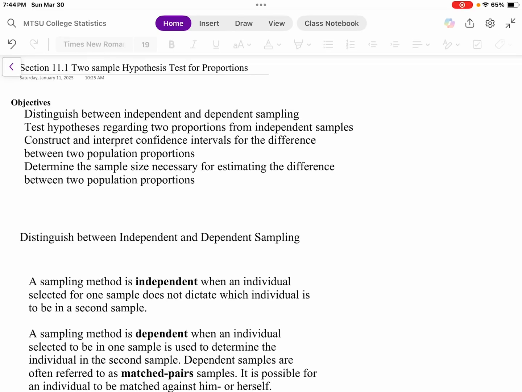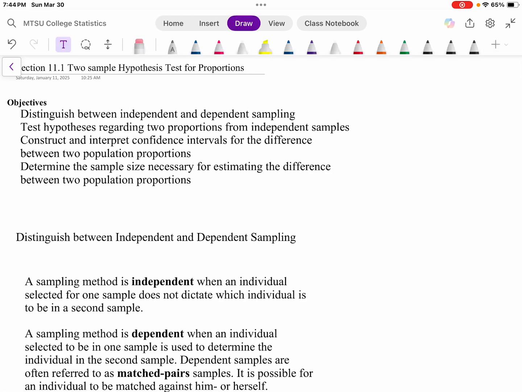All right, so here's part one of two videos for section 11.1, two sample hypothesis testing for proportions. I'm going to split it up right at this second part where we relate a two sample hypothesis test with a confidence interval. That way I can also focus on the minimum sample size, which is a lot of inverse operations stuff that we have to do there.